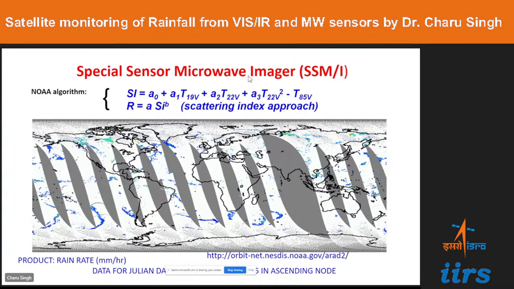And then once we develop this relationship and we have the coefficients with us, we can estimate rainfall using the passive microwave frequencies. So in this figure, a spatial map across the globe of the rainfall estimated from the SSMI sensor is shown.